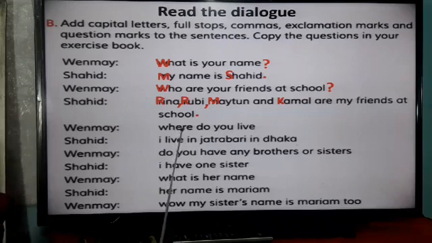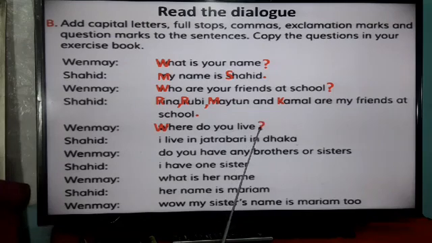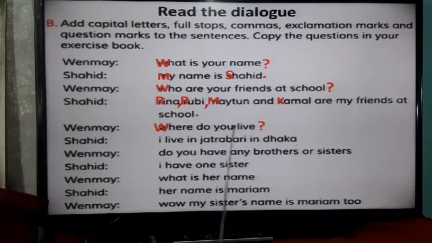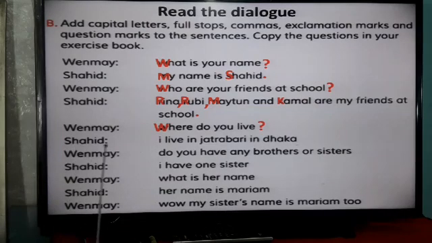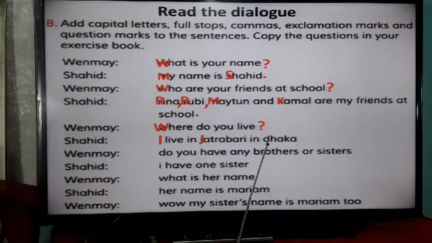It's a question. At the very first we have to use capital W, and at last we have to use a question mark. Where do you live? Then Shahid says, I live in Jatrabari in Dhaka. First letter capital I. Jatrabari is the name of a place, so you have to use capital J.